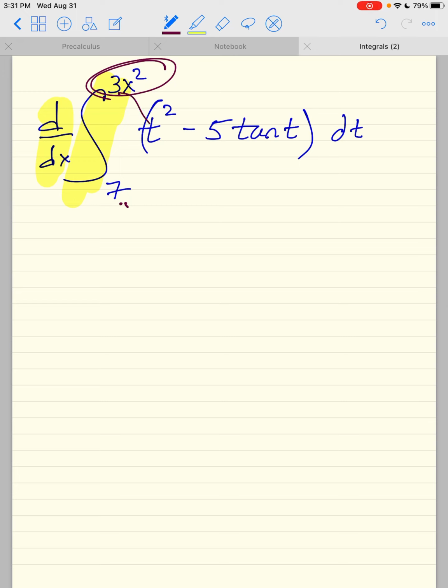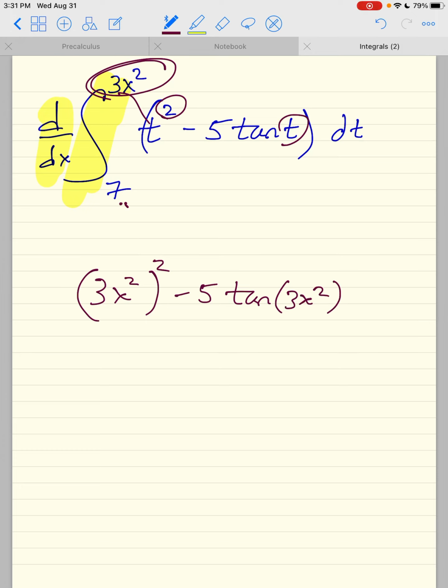I'm going to plug the 3x squared into here, and then there's another squared, okay? I'm going to plug in the 3x squared into here, okay? And then, when I'm done, I'm going to multiply the whole thing by 6x, okay? Because we have to take the derivative of the bound. And then you'll just clean it up. All right, so that's how you do the second fundamental theorem of calculus. If you wanted to do one more, I guess we can do one quickly.